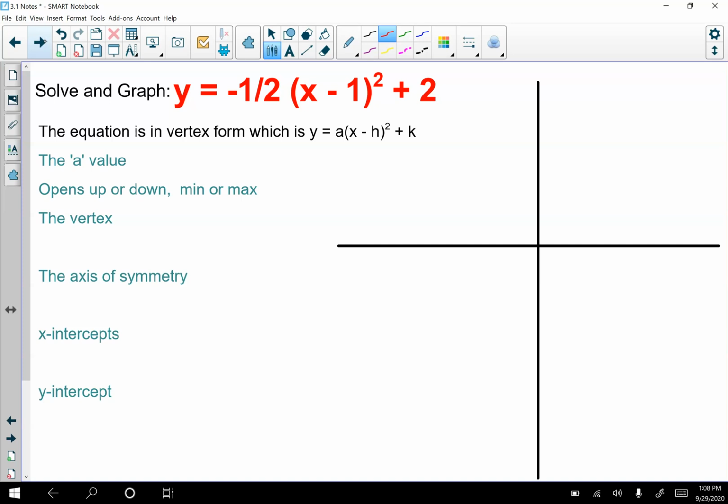Let's try another one. This one here is in vertex form. So being that it's in vertex form, the one thing that's easy to find is the vertex, which would be the h, which would be 1, x minus h, and 2. That's the easiest one. And the axis of symmetry is x equals 1, vertical line. The a in here is negative. So this is going to open down because the a is negative, which means it's going to have a max. And the a value is 1/2.